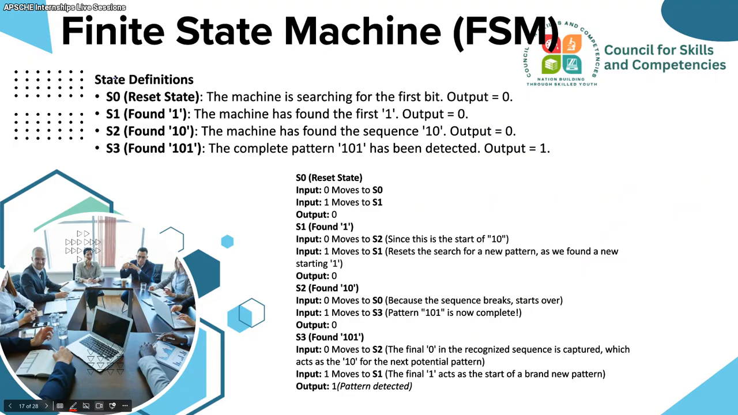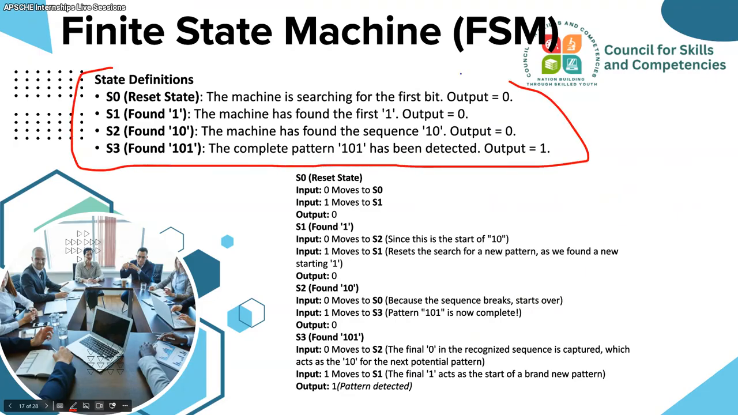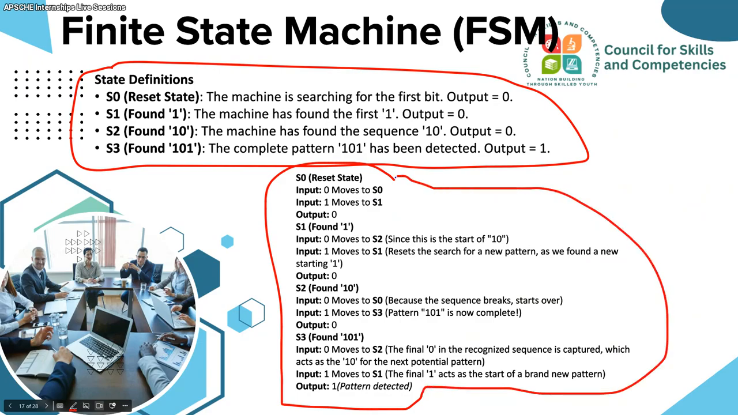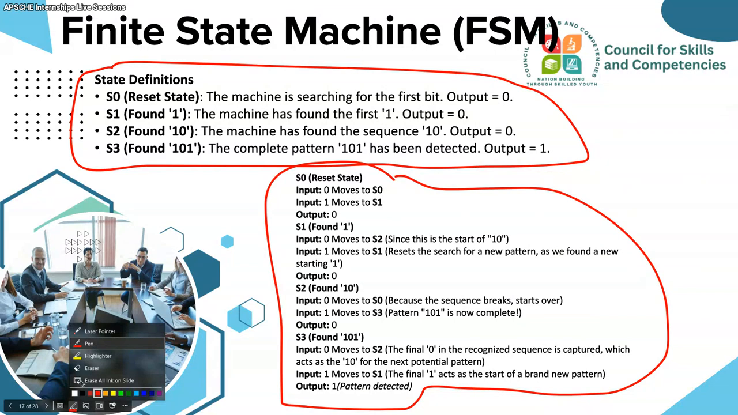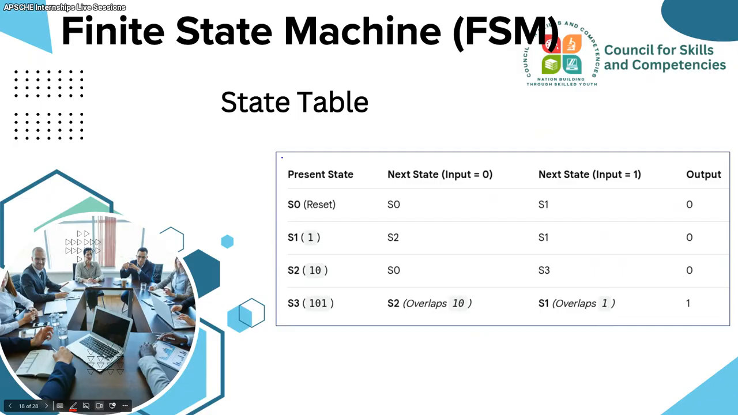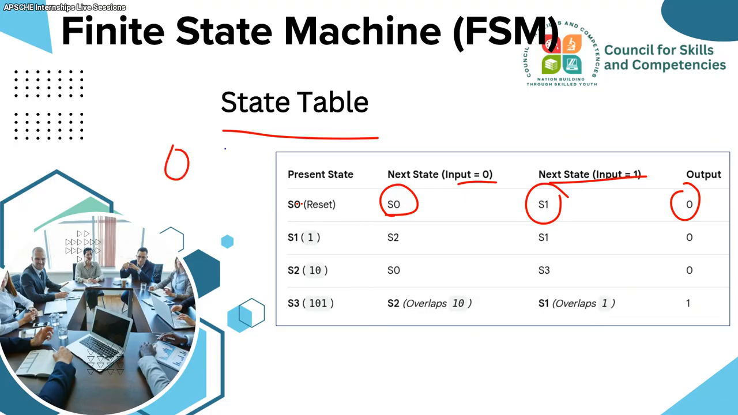Okay, so that is what I captured over here. You guys try to draw the diagram by yourself after the session, not now, and try to understand it. Then we are capturing it in a state table. So S0 is a reset state. Whenever there is an input 0, it will go to S0, and from S0, whenever the input is 1, it goes to S1, and always the output is 0.